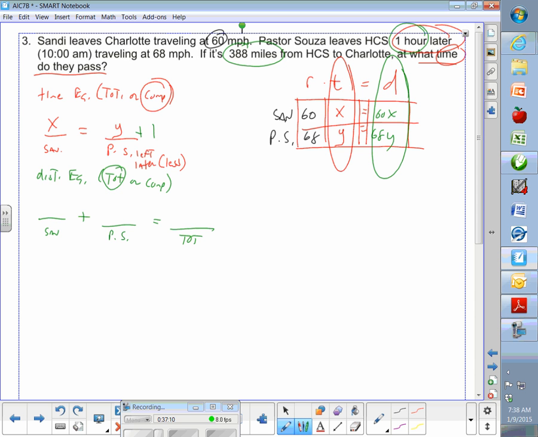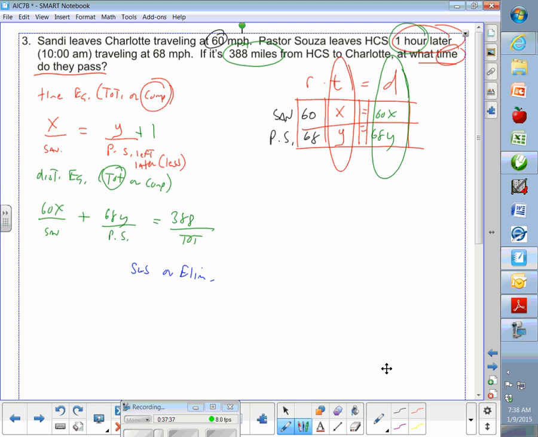What's the distance for Sandy? Look at your chart. 60x. What's the distance for Pastor Souza? Look at your chart. 68y. What is the total? Look up at the problem. 388 miles. There you go. Two equations. How are you going to solve? You're going to use substitution or elimination.